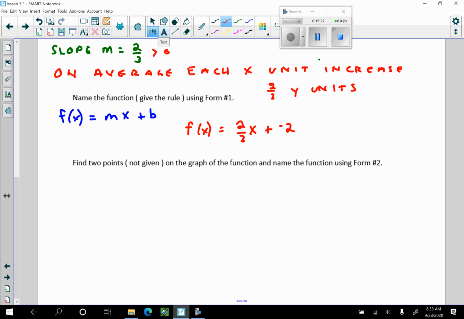Find 2 points not given on the graph of the function and name the function using form 2. Well, it's going to be easy. Let's use 6. Let x equal 6. Y is going to be 2/3 times 6 plus -2. 2/3 times 6 is 4, minus 2 is 2. So that point is going to be 6, 2.